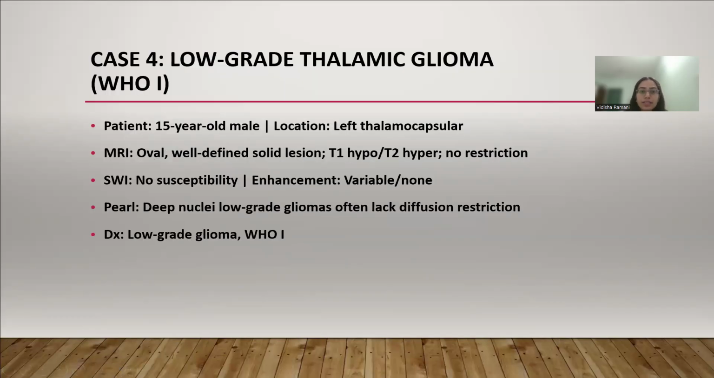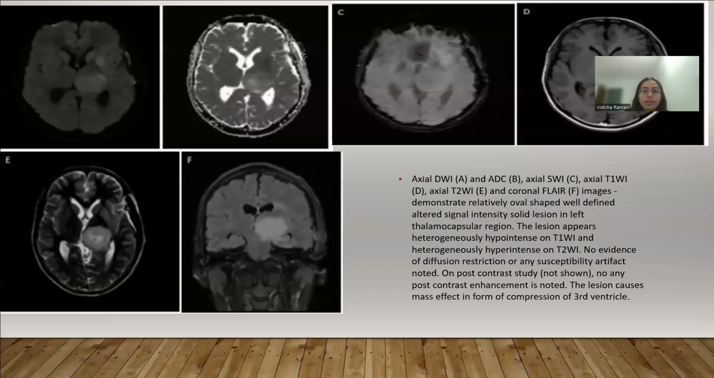And then the next case is a case of low-grade thalamic glioma in a 15-year-old male child, which is classified under WHO grade 1. Location is left thalamocapsular, and MRI shows an oval well-defined solid lesion, which is T1 hypointense, T2 hyperintense. Susceptibility images show no susceptibility, no diffusion restriction, and variable or no enhancement. So in deep nuclei, low-grade gliomas often lack diffusion restriction. These images show no diffusion restriction, T1 hypointense and T2 hyperintense images.